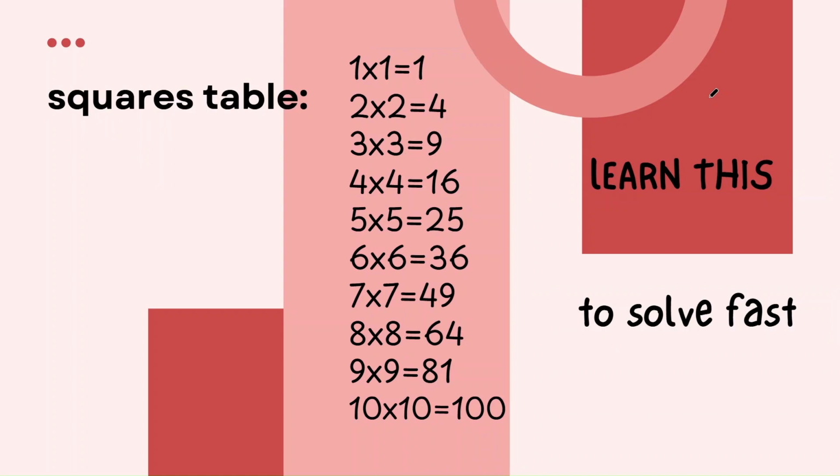So these are square tables. 1 into 1 equal to 1, 2 into 2 equal to 4. Like that, the same number repeatedly. At least if you learn this, if you suddenly see the number 49, you can think 7 7s are 49. So the square root of 49 is 7. Like that, you can immediately find out.